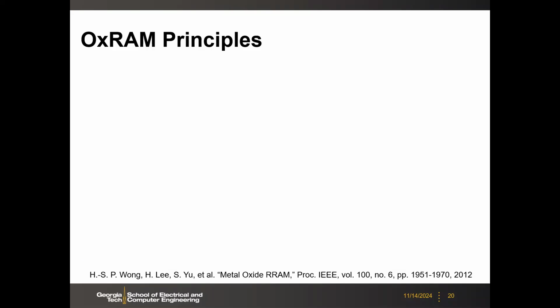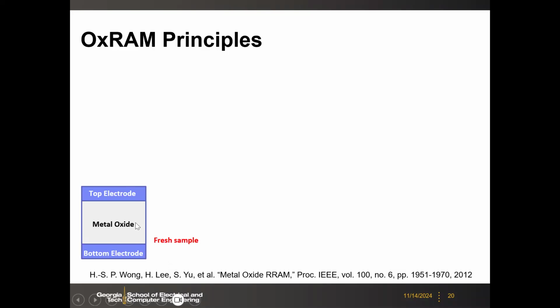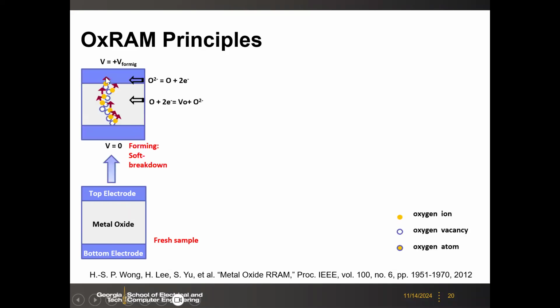Anyway, here, this is what we proposed. Initially, the device is in the fresh state. Even though you have some as-fabricated oxygen vacancy, it is still quite insulating. So that's why you need this forming voltage to knock out the oxygen atoms. And because here you have positive voltage, the oxygen atoms will carry the electron and become oxygen ions. The negatively charged oxygen ion will drift towards the positively biased top electrode.